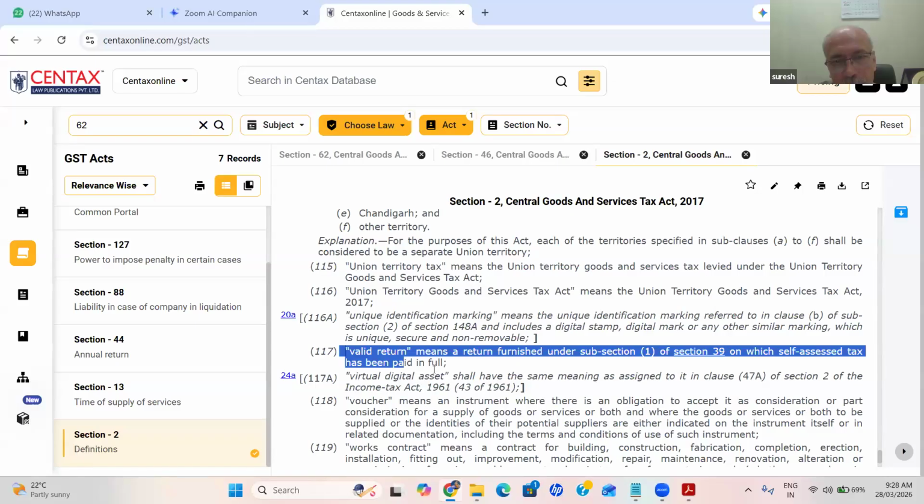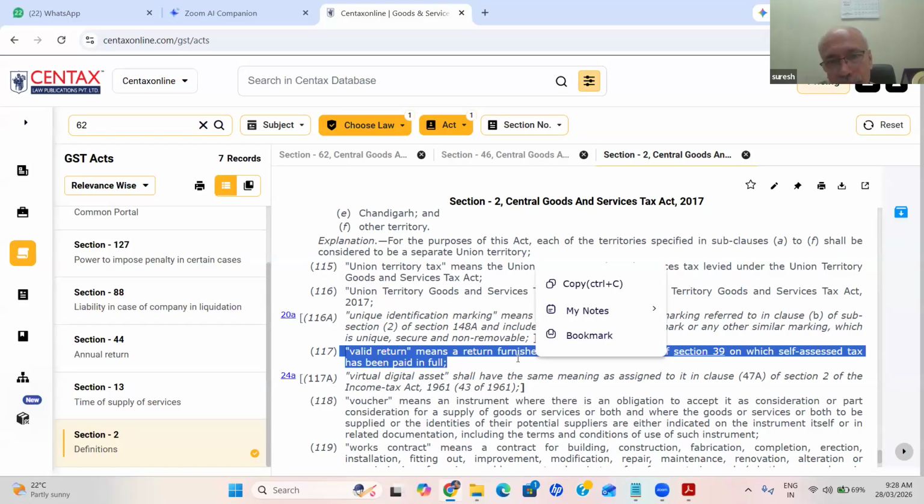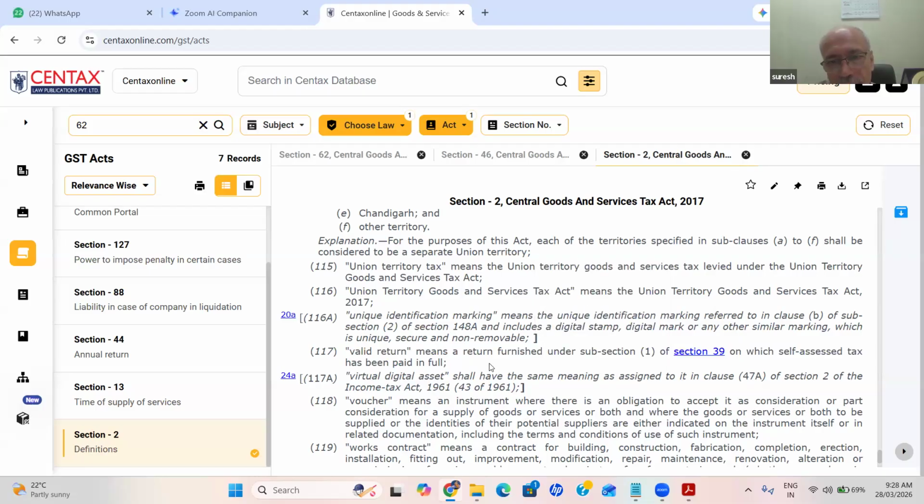This is a valid return, sir. Valid return means a return furnished under subsection 1 of section 39 on which self-assessed tax has been paid in full. So this is very, very important, sir. So the tax which the assessee has self-assessed on its own has to be paid. And we all know that we cannot file any return without payment of tax assessed by the assessee himself. So normally every return which we file must be a valid return only.